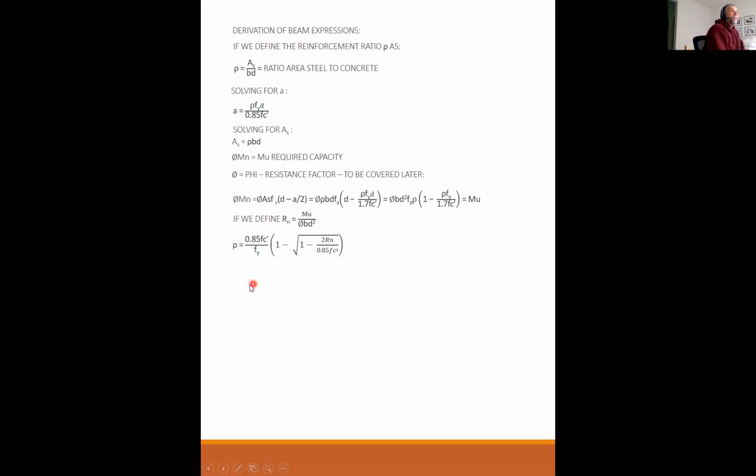Yes, it will lead to that, because if you solve this, that gives you rho. And then if you want to know how much steel you need, you just multiply that times BD, and that'll give you the area of steel. It also allows this to be put into tables. We're going to have some tables at the back of your textbook that will do the same thing far simpler, a lot quicker.